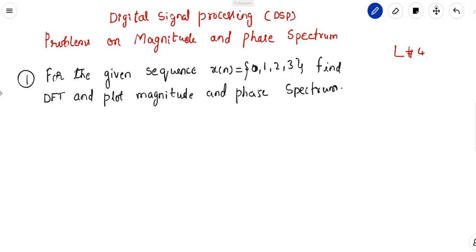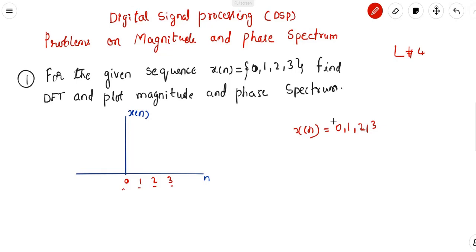First we'll see how to represent x of n. If I plot here, this axis is n, and this one I will represent as x of n. So this is 0, 0, 1, 2, 3. This is n when n is equal to 0, when n is equal to 1, this is n is equal to 2 and this is n is equal to 3. So what is given? It is given as x of n is equal to 0, 1, 2, 3.